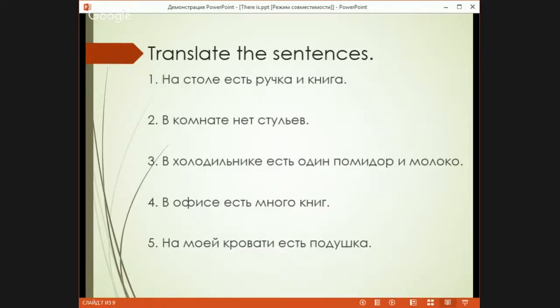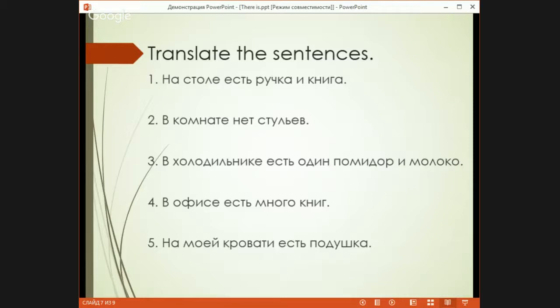Let's look at the next one. We have here sentences for translation from Russian into English. If you know Russian, it will be easy for you. If you don't know, you can stop watching because there is nothing else I'm going to tell you. Let's look at the sentences and think how to translate them.